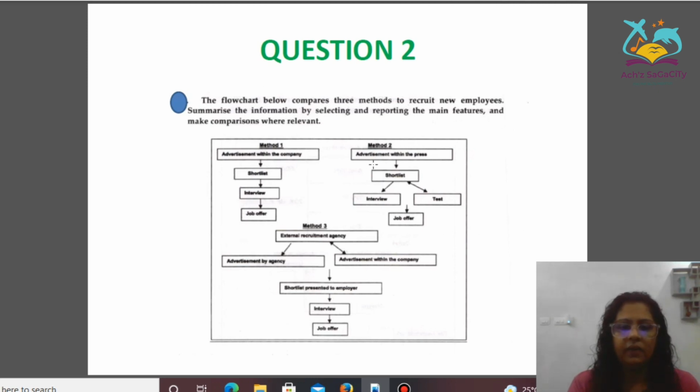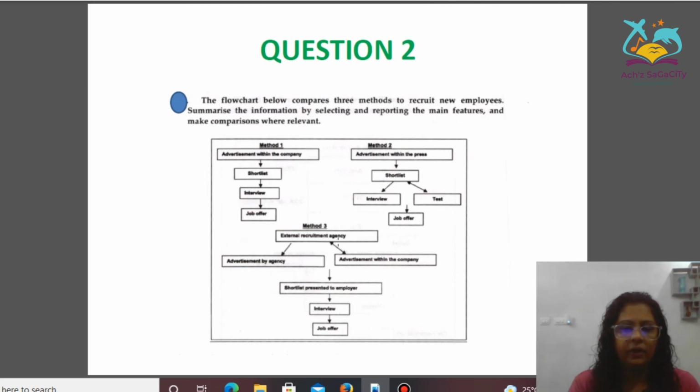Then in the second method, the advertisement within the press. That means they are giving an ad in the newspaper. Then from the applications, they are shortlisting the candidates and grouping these candidates into two, and the first group will move on with an interview, and for the second group they will conduct a written test. Then from the selected candidates they will give job offers. So that's about the second method.